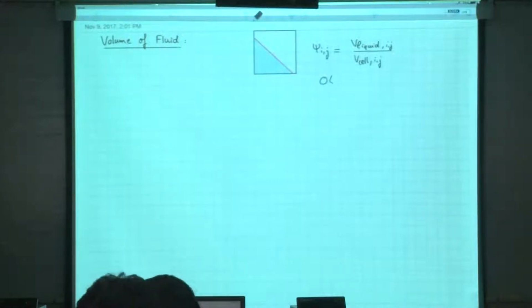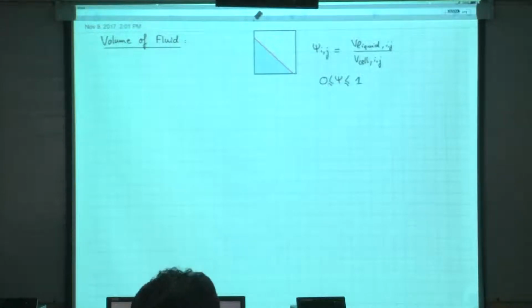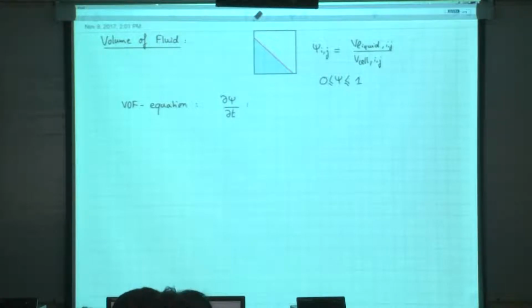So obviously, the volume fraction is necessarily going to be between 0 and 1. And it needs to stay that way, or else we don't know what it means. The equation for our VOF variable is just a simple material transport equation, an advection equation. You can write it like this. Okay, so this is what we're working with.